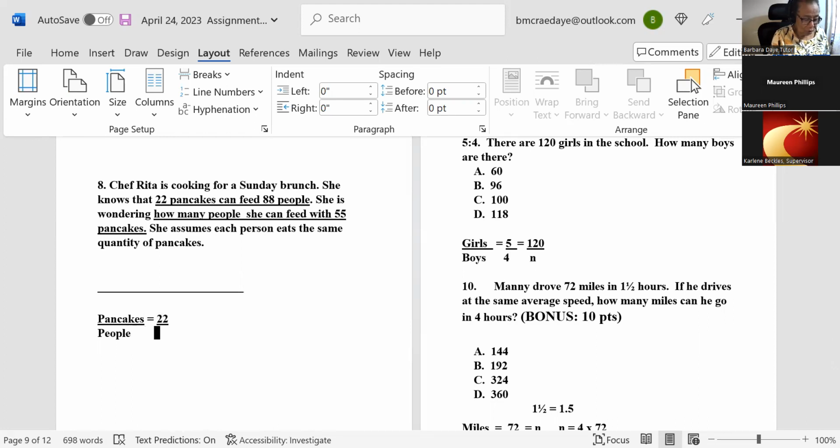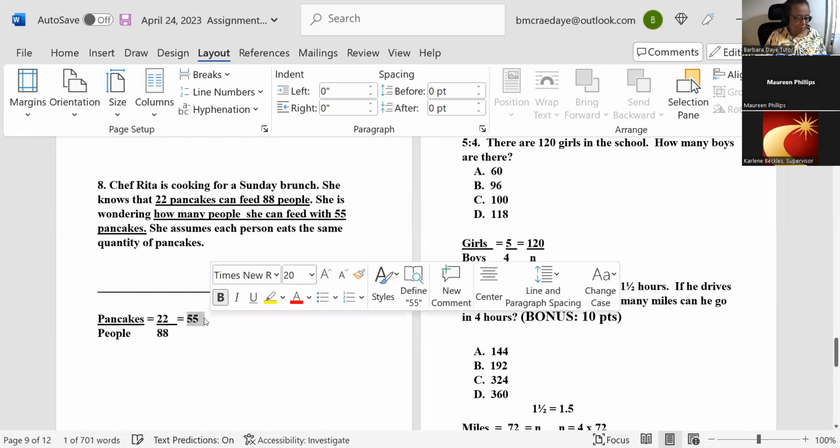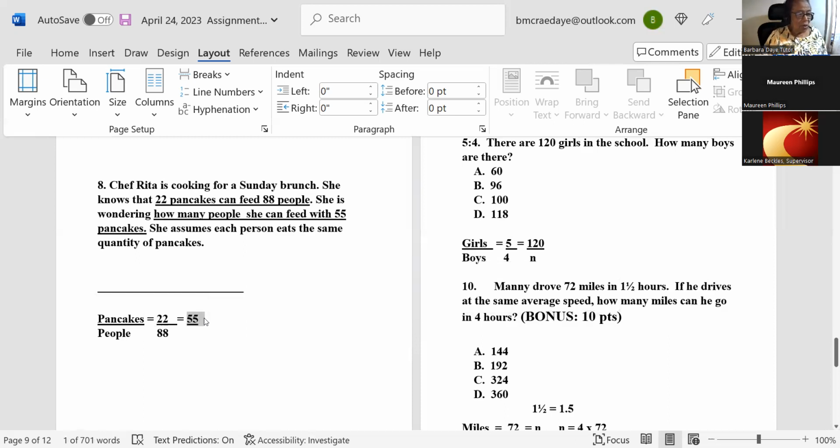Now, what you're looking for is how many people she can feed with 55 pancakes. So let's put in 55. Now this becomes 55 over X, right? X, or A or B, or whatever you want to call it. Okay. So solve that, Maureen. What did you get when you solve it?